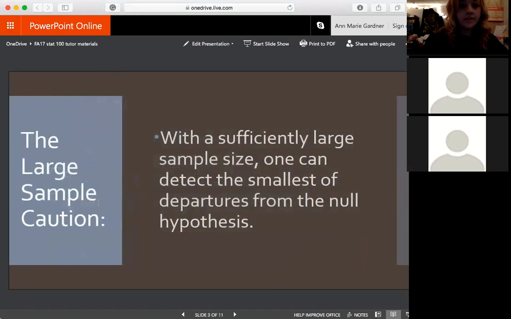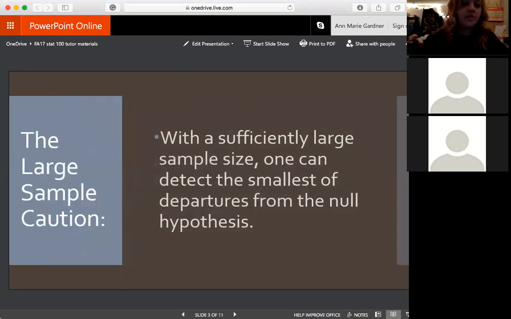There is something called the large sample caution. It's just saying that if you have a large enough sample size, you can detect the smallest departures from the null hypothesis. That's just saying that if there's a little bit of a difference, you'll be able to find it because you have a large enough sample size.